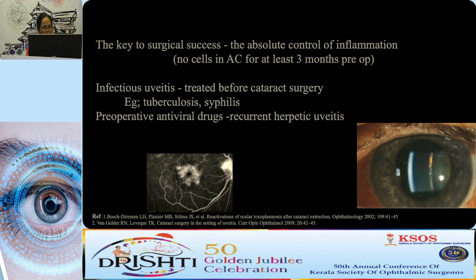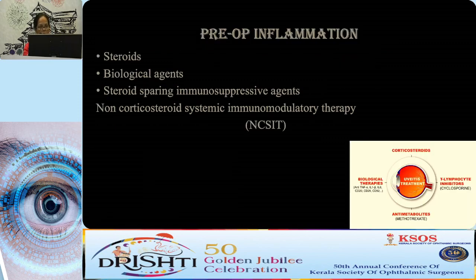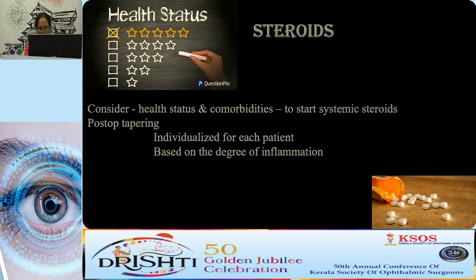systemic disease. The infectious uveitis like in tuberculosis, syphilis, etc. should be treated preoperatively, and antiviral drugs should be given in herpetic uveitis. Preoperative inflammation can be controlled by steroids, biological agents, steroid-sparing immunosuppressive agents. The steroids should be started considering the patient's health status and comorbidities.